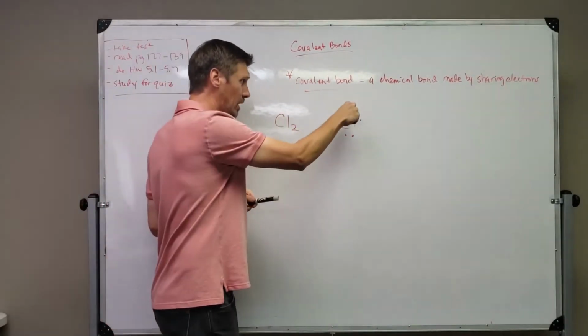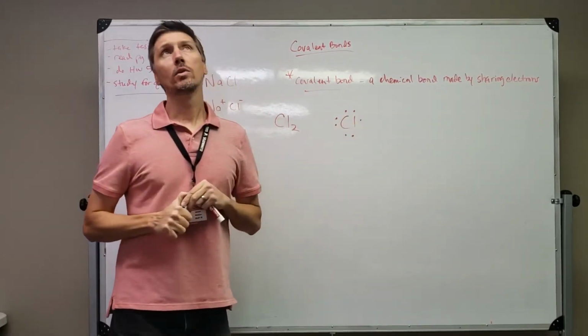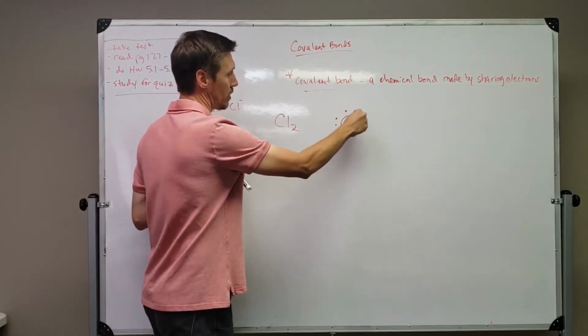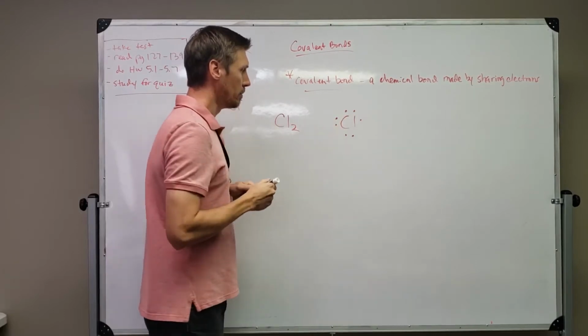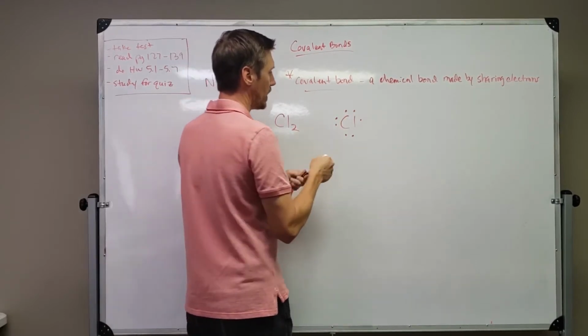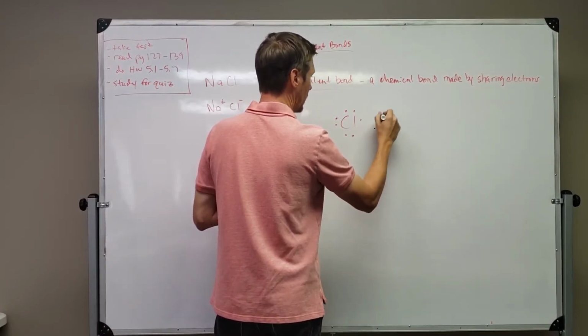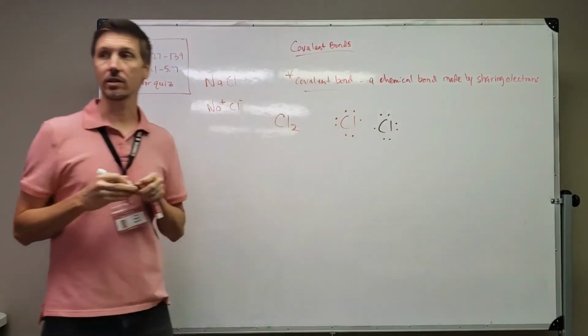Normally, if I just asked you for the Lewis structure of a chlorine atom, you would start at the top and you would start adding dots until you got 7. So they wouldn't be set up quite like this, but for the sake of showing how this bond works, I'm going to draw it this way. So I'm going to draw one chlorine atom like that, and then I'm going to draw another chlorine atom like this. They both have 7 electrons around them, right?